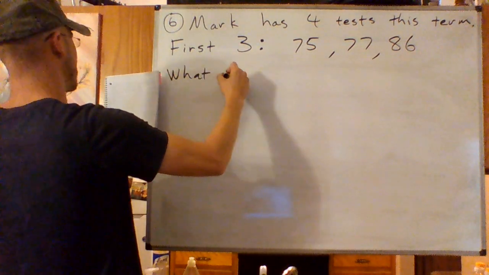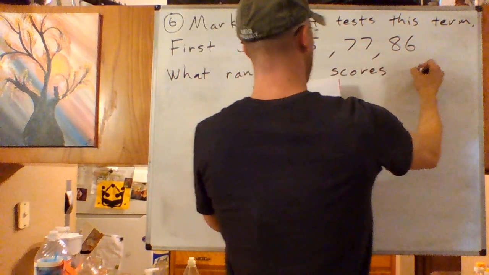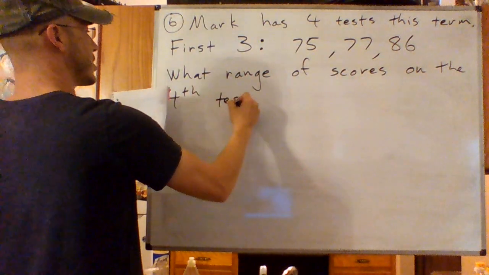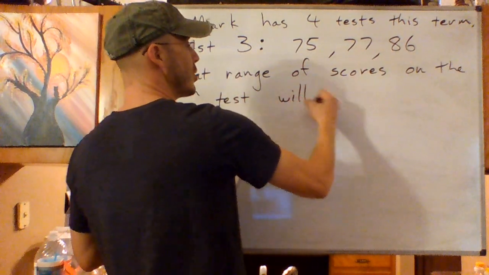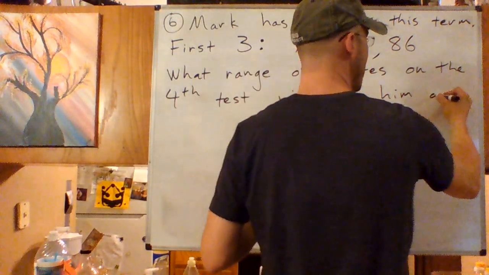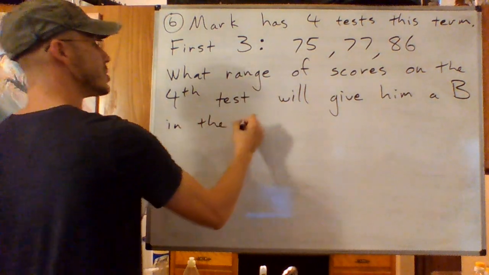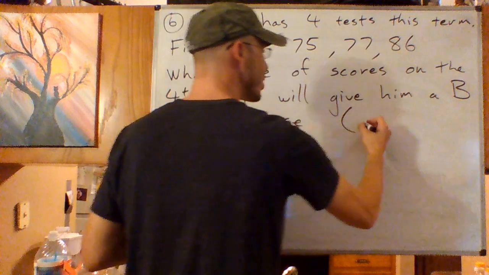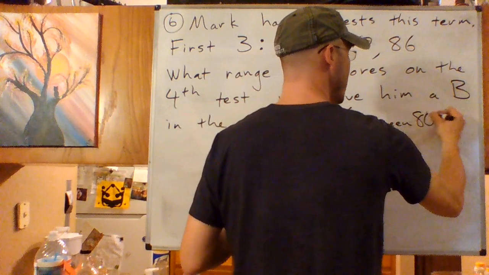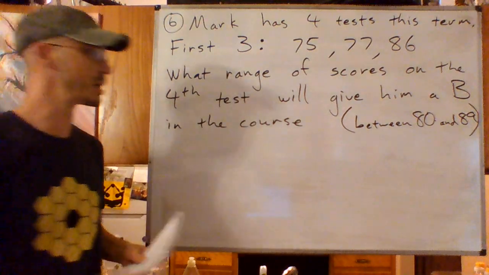What range of scores on the 4th test will give him a B in the course? Between 80 and 89. Between 80 and 89 is what I mean by a B.